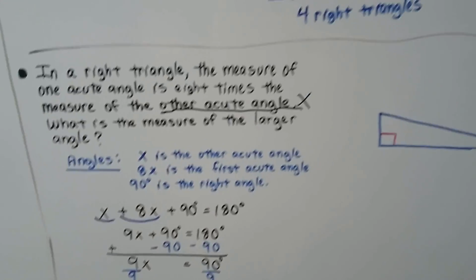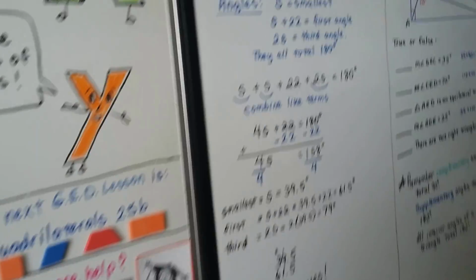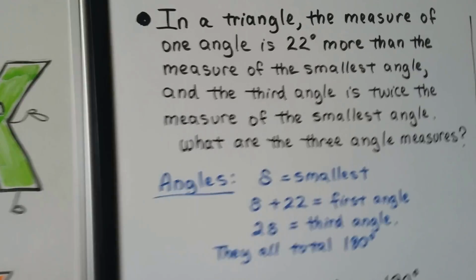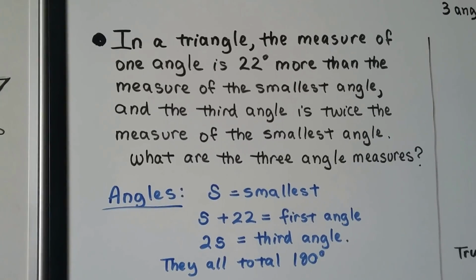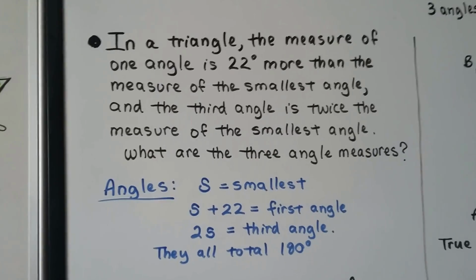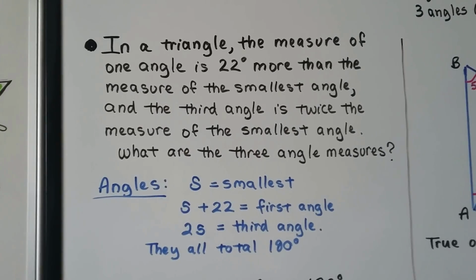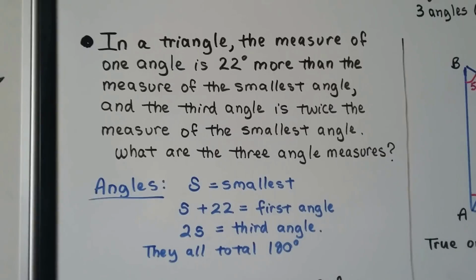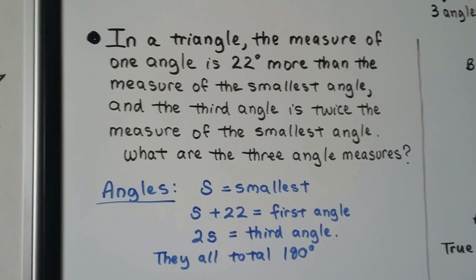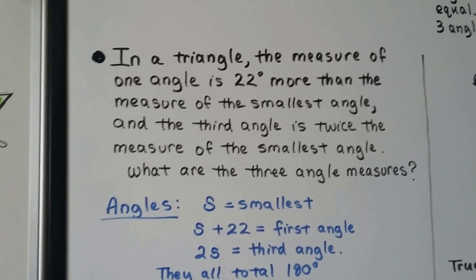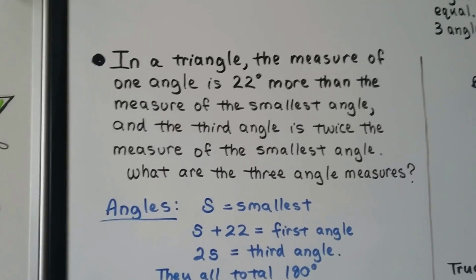All right? Let's try that again, because these can be confusing, and I know there might be some on the test. So in a triangle, the measure of one angle is 22 degrees more than the measure of the smallest angle. And the third angle is twice the measure of the smallest angle. What are the 3 angle measures? Holy cow. All right, we need to break this into little parts.